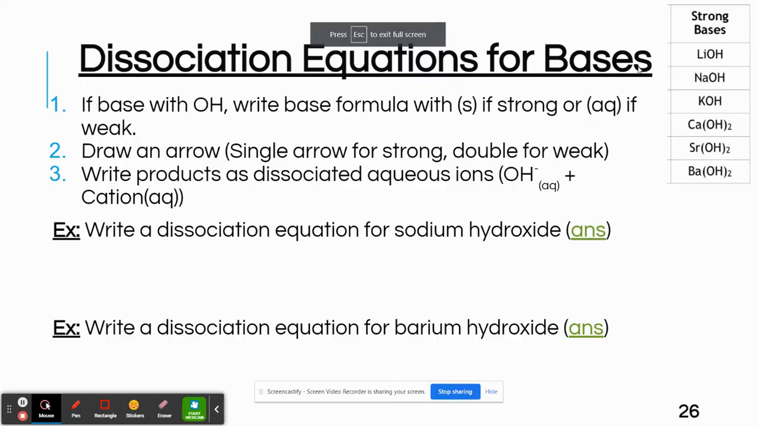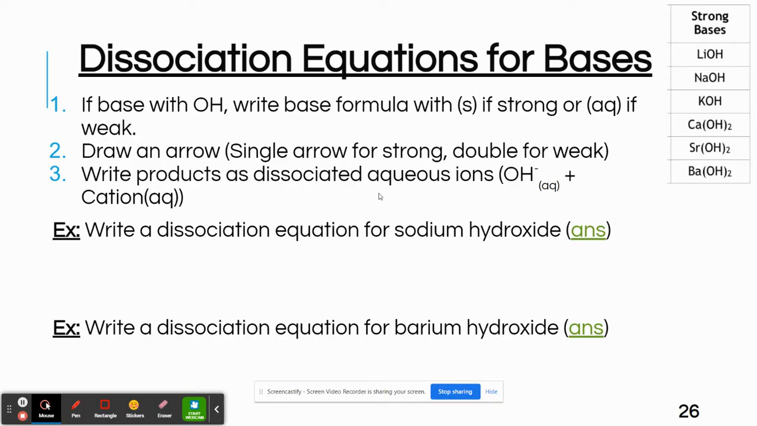In this video, we're going to do some examples of dissociation equations for bases. The rules are very similar to ionization equations for acids. If you have a base with OH, you're going to write the formula with S if it's strong or AQ if it's weak. For a weak base, you're going to put a double arrow. For a strong base, you're going to put a single arrow, similar to strong bases, weak acids.